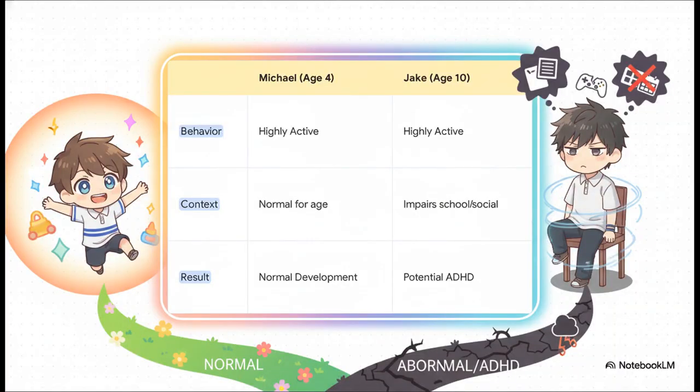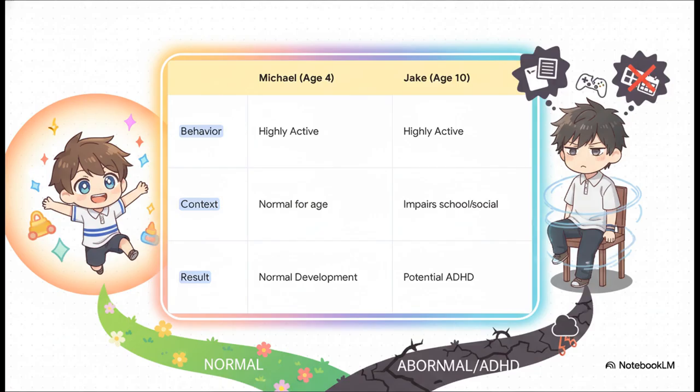We've got 4-year-old Michael and 10-year-old Jake. Both of them are super active. Michael can't make it through a movie without fidgeting, and Jake gets up from the dinner table like 15 times every meal. Now, on the surface, the behaviors seem pretty similar, right? But a clinical look would lead to two totally different conclusions.